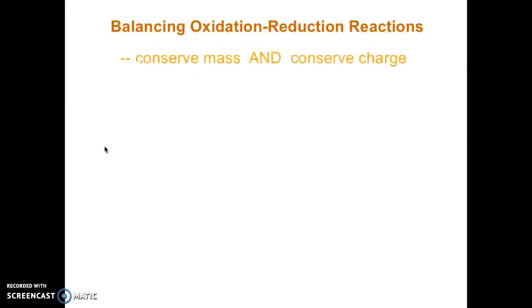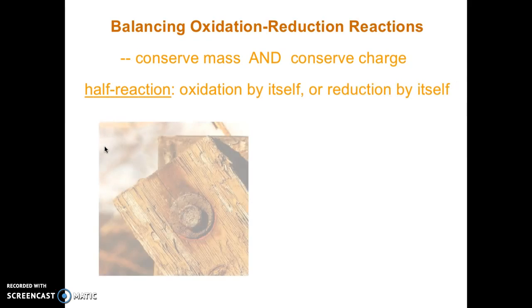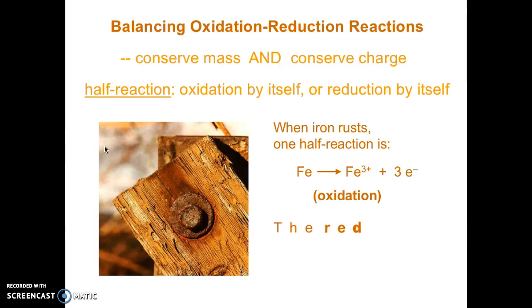How do we balance these? Just as a quick review, remember the key here is conserving mass and conserving charge. So we do what's called half reactions, oxidation by itself, reduction by itself. We practice this in class. An example of this is the rusting of metal. When you have iron rusting, you have a half reaction of solid iron turning into iron ions and spare electrons, and that's oxidation. And the reduction half reaction maybe could be something like oxygen gas gaining electrons and becoming oxygen ions.